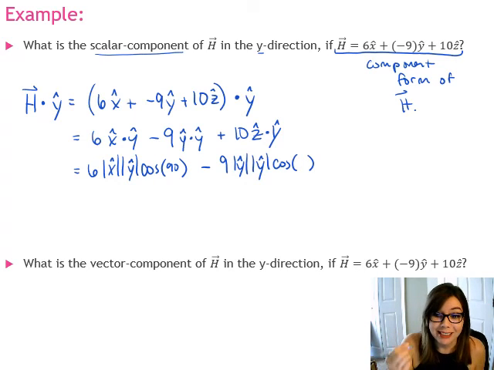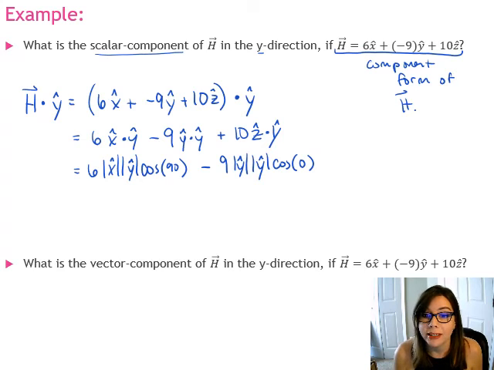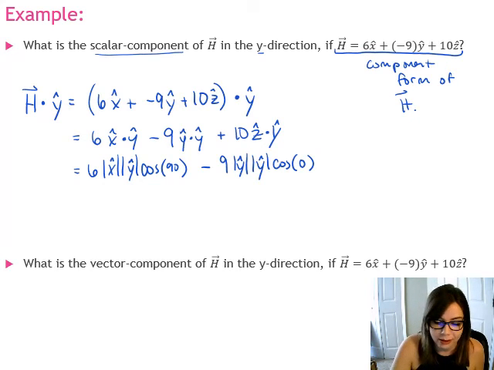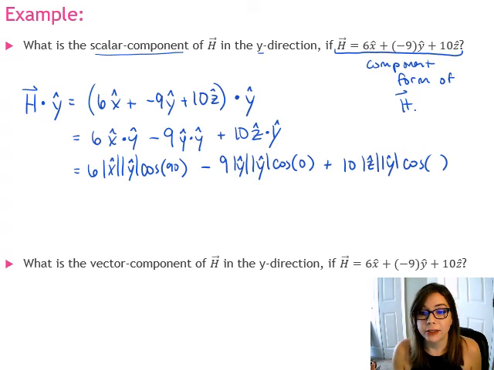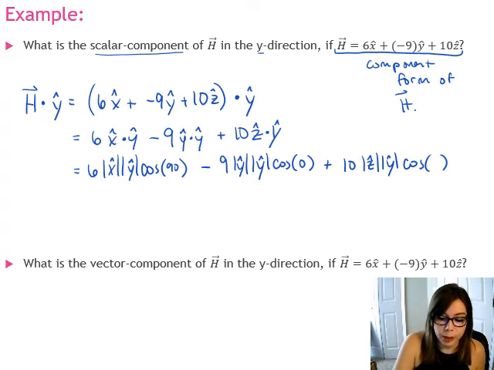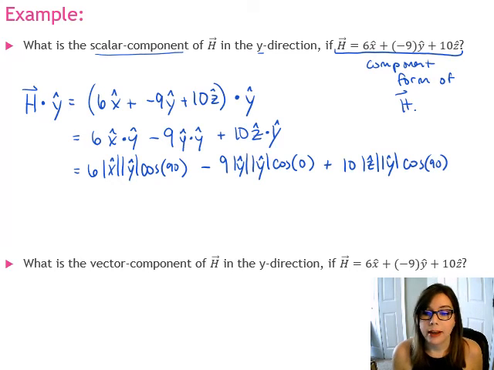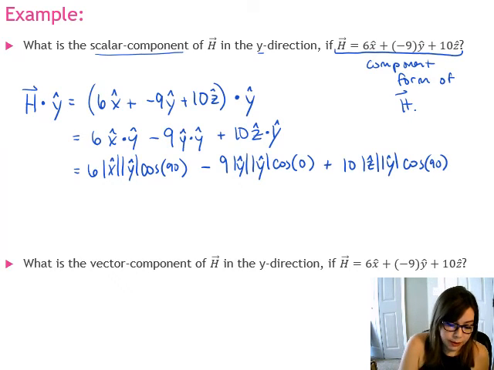That's a vector in itself, so it's automatically parallel to itself, which means that the angle between itself and itself is 0. The last term, I have 10 z hat dot y hat, so that'll be the norm of z hat times the norm of y hat times the cosine of the angle between them. Again, these are Cartesian unit vectors. Z hat is mutually perpendicular to y hat, so that means the angle between them is 90 degrees.